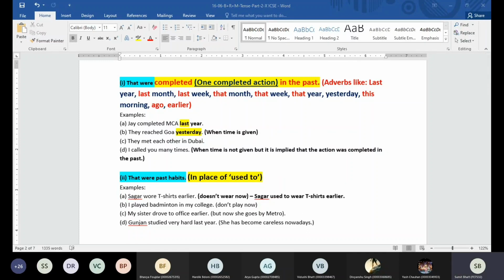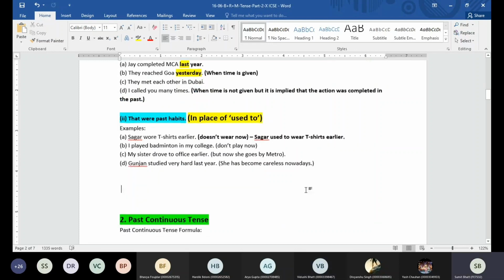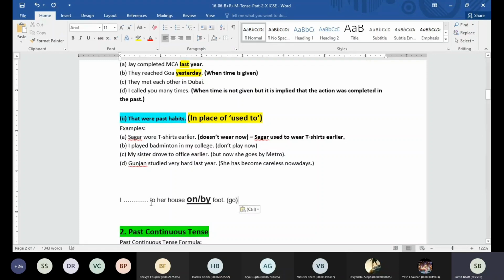Any doubts so far? No? No, sir. Okay, so then there is a question which we have to answer. So we have, I dashed to her house on foot, by foot. What am I going to say? On foot. It was the complete sentence if I have to complete this.